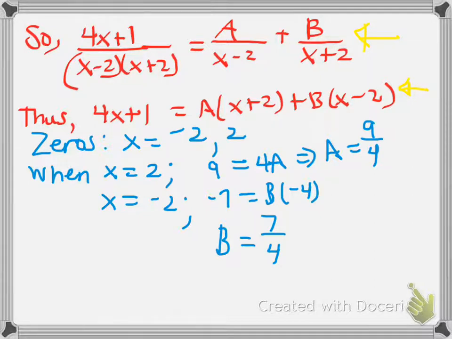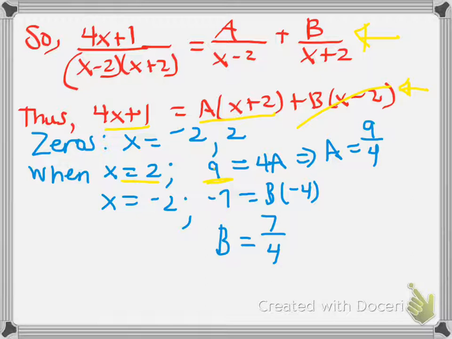So remember, on the left hand side, wherever you see an x, you plug in 2, and on the right hand side you do the same. So when x is 2, the left hand side, 4 times 2 plus 1 is 9, and the right hand side, when x is 2, this goes away to 0, and 2 plus 2 is 4, so we have 4a. 9 equals 4a, and so a equals 9/4.